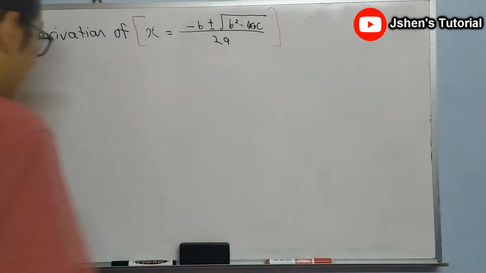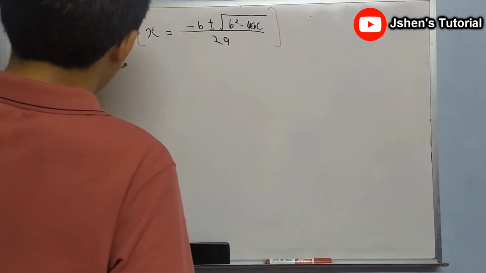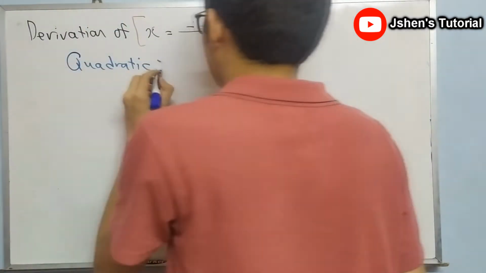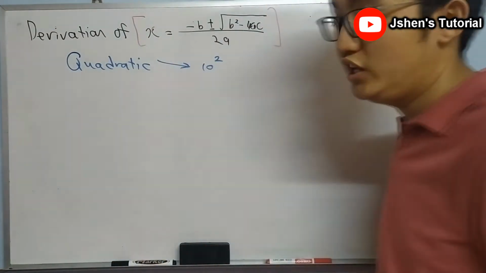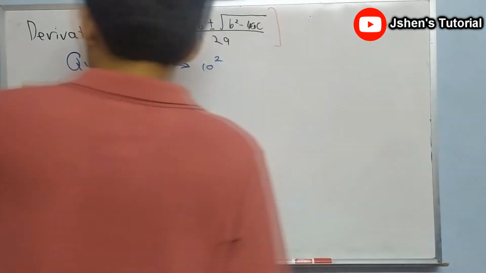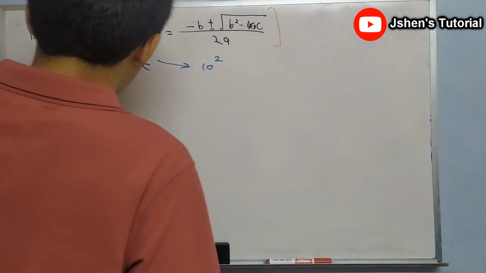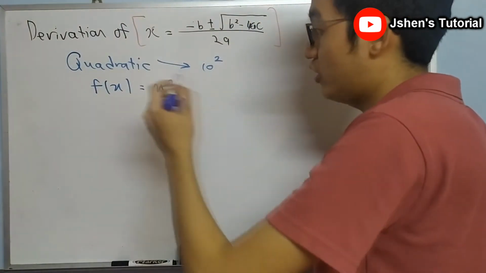Now, what is quadratic? Quadratic generally involves a power of 2. Power of 2. It can be negative and it can be positive. For example, let's say x squared. This is a positive quadratic.